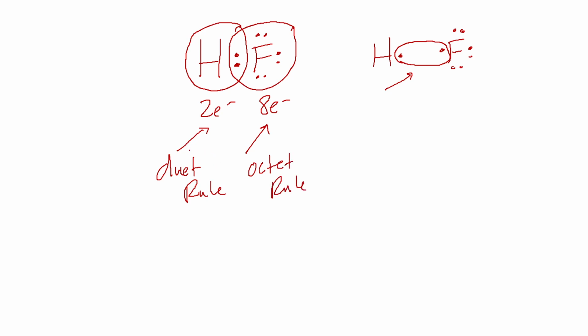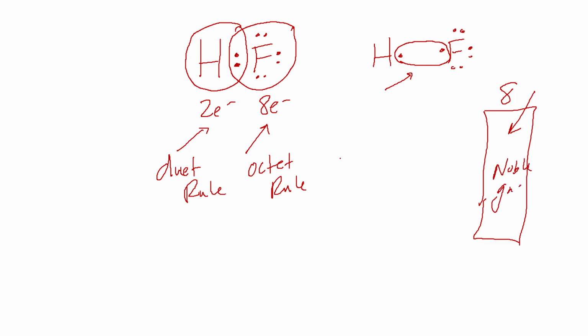The octet rule basically means in bonding, especially covalent bonding, everybody will continue to make bonds until they have 8 valence electrons around them, except for hydrogen, which should only have 2. Why is that important? A little bit of what we talked about in ionic bonding. 8 is on the periodic table, the noble gases, right? And again, that is the purpose of all bonding.